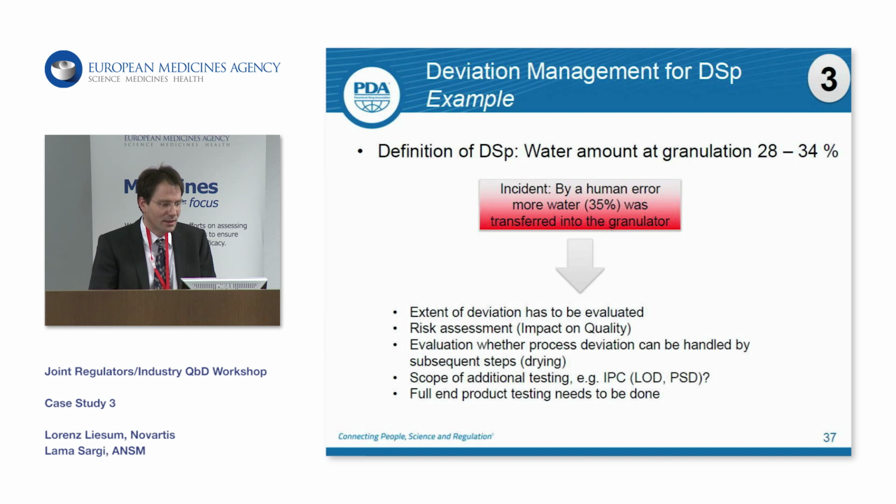In this case, we would evaluate the extent of the deviation. Is it 35%? Is it 90%? We would conduct a risk assessment to evaluate the potential impact on quality. We would evaluate whether the process deviation can be handled by subsequent steps, for instance in the drying, so that it could be compensated. We would also define a scope of additional testing, IPC, LOD, PSD, and then refer to the full end product testing needed to make a full judgment and assessment of the status of this respective batch.